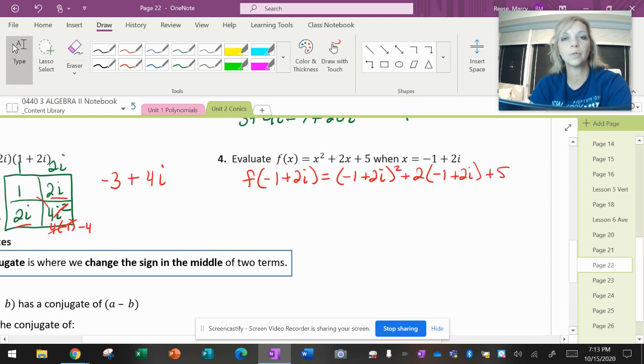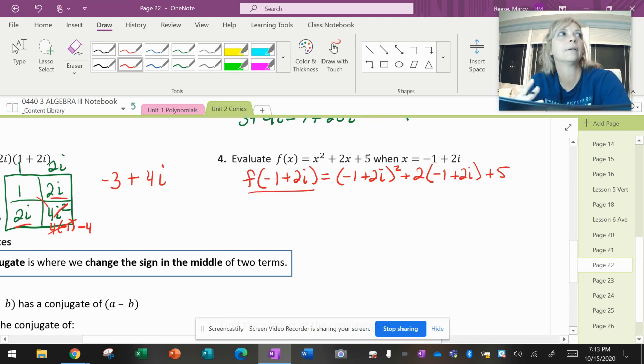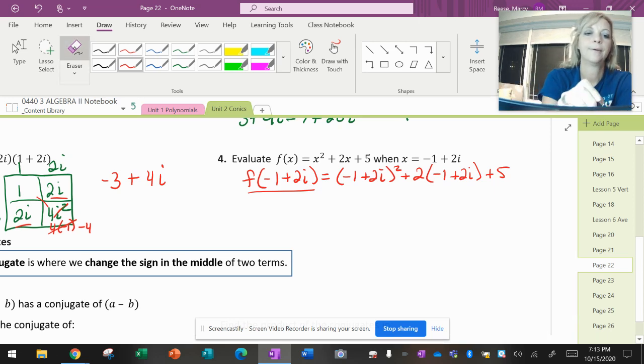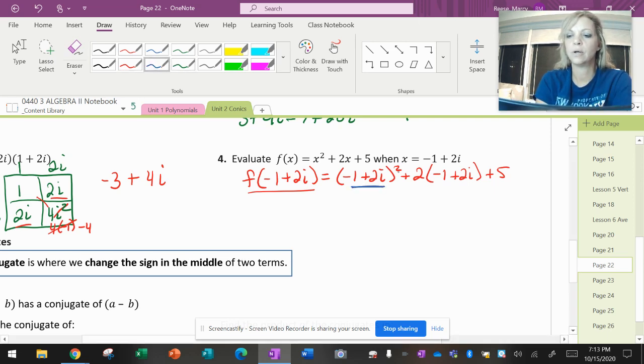Okay? So I just want you to evaluate. I don't want you to solve. I want you to find what is the result when I have f of negative 1 plus 2i. It's kind of like saying what's the answer when I have f of 4. Like you replace all the x's with 4s. Okay? You got this. So I'm going to do a squared first, right? Which means I need a box.